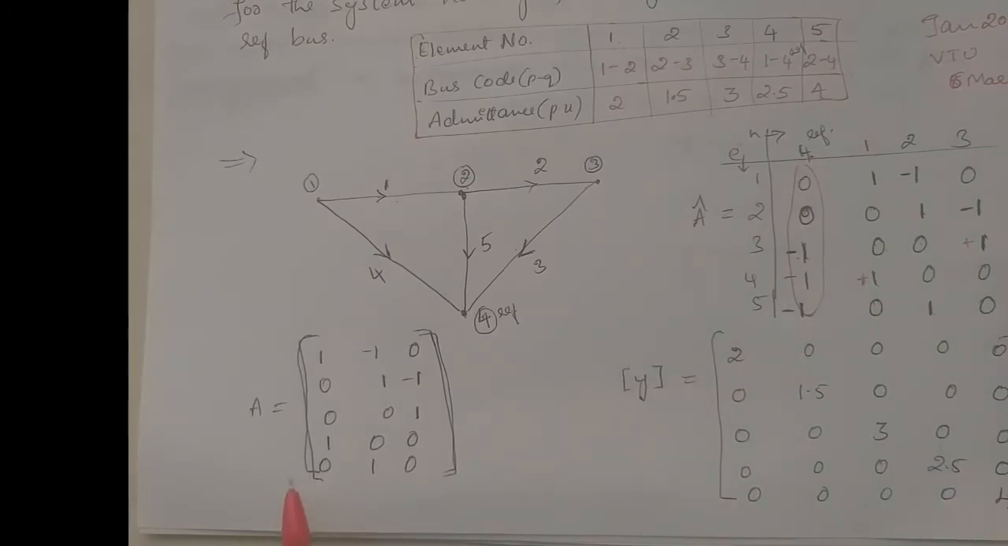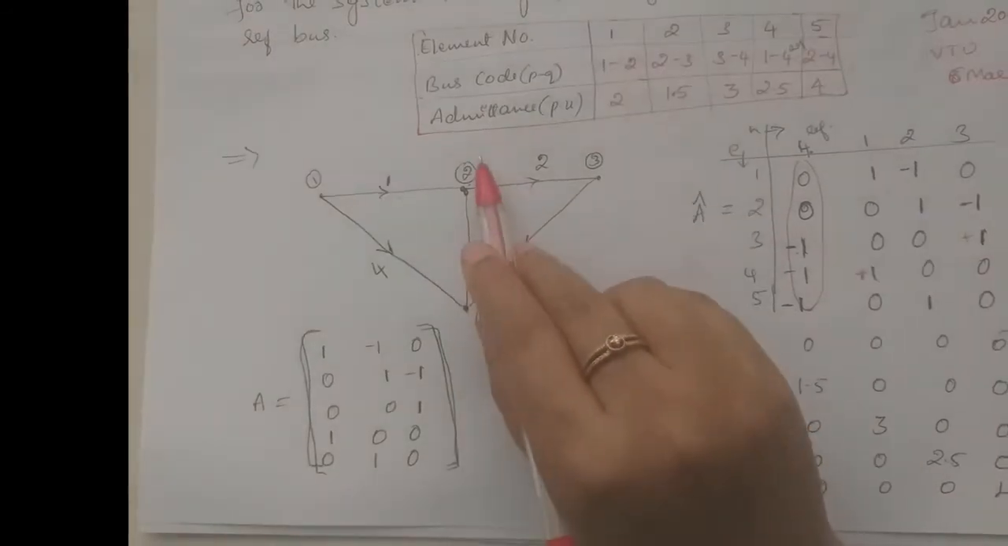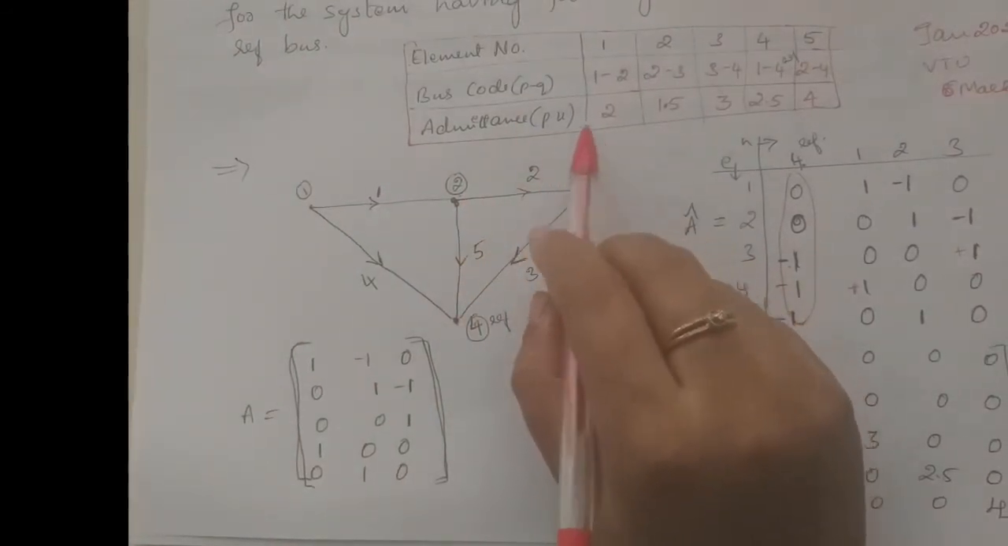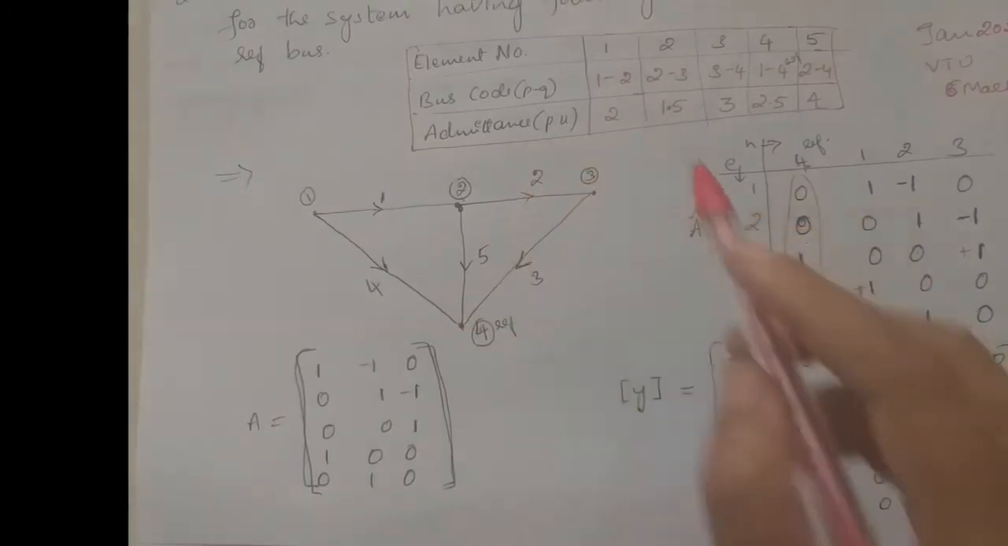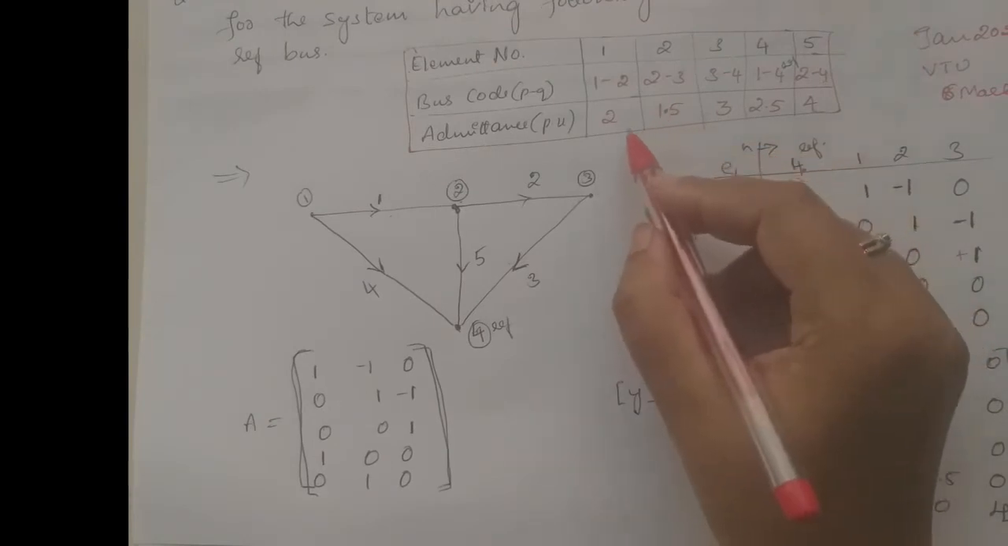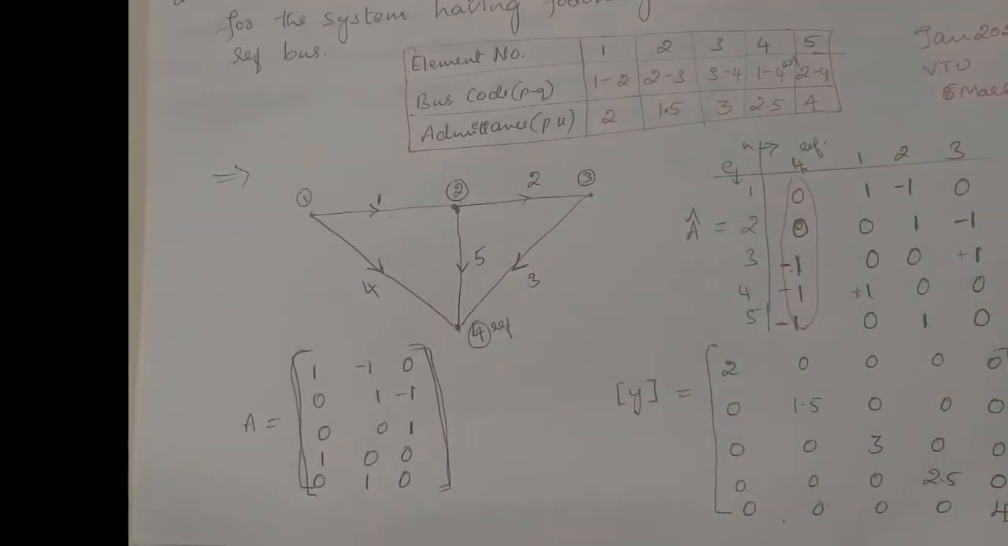Okay, matrix A we got, what we have to get is matrix Y. In order to get matrix Y, just look at the data given. Admittance value is directly given in per unit, so take it directly. Since it is a self admittance, only diagonal elements will be there. This is a diagonal matrix.